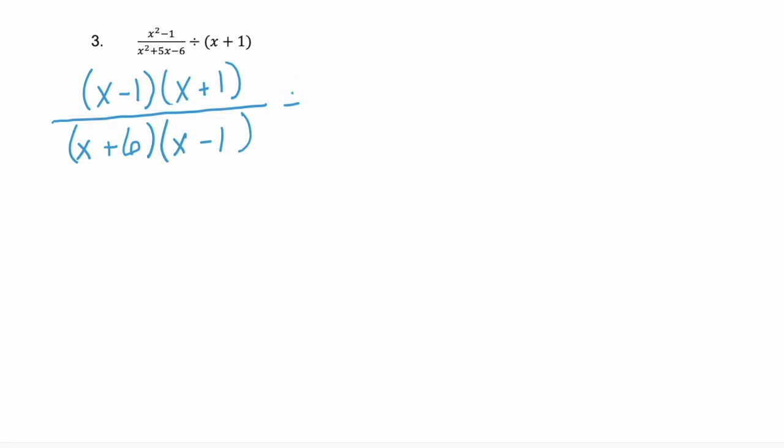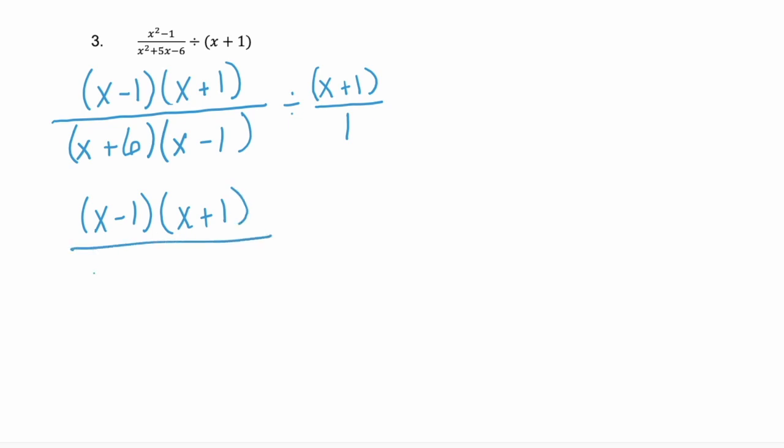And then notice that it's being divided by x plus 1. Now, x plus 1 isn't really a rational expression, right? It's just a binomial. But we can write that as x plus 1 over 1. And now we have a rational expression. So we're going to take our first rational expression and rewrite it. And then our next step is to change from division to multiplication and multiply by the reciprocal, or 1 over x plus 1.